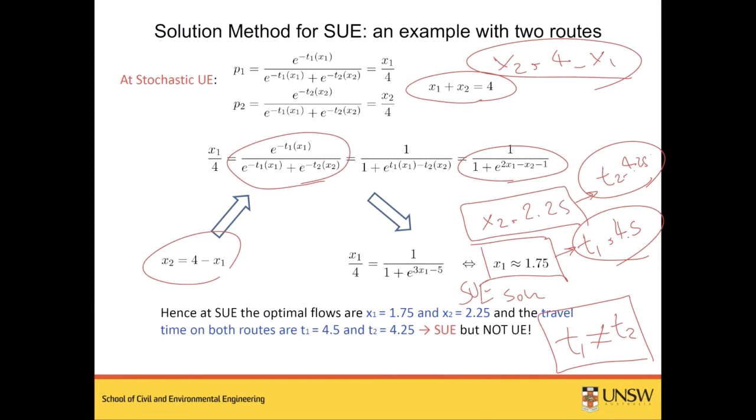If it was the UE problem, we must have had T1 equal to T2. But when it comes to a stochastic user equilibrium, T1 could be different from T2 because everything is based on perception of the travel time. The actual travel times could be different. In this case, the actual travel times are 4.5 and 4.25, and the link volumes are this. So this was an example of how we can algebraically solve SUE.